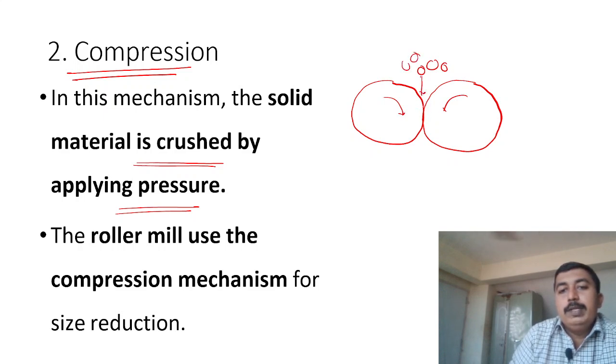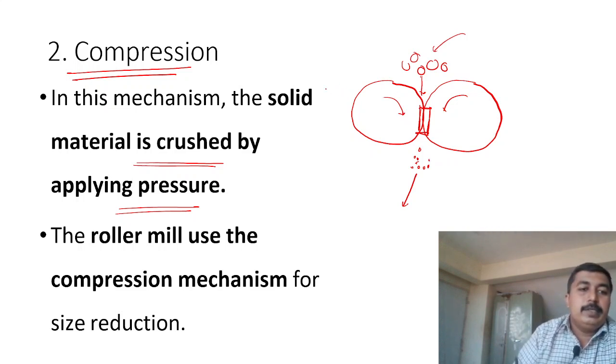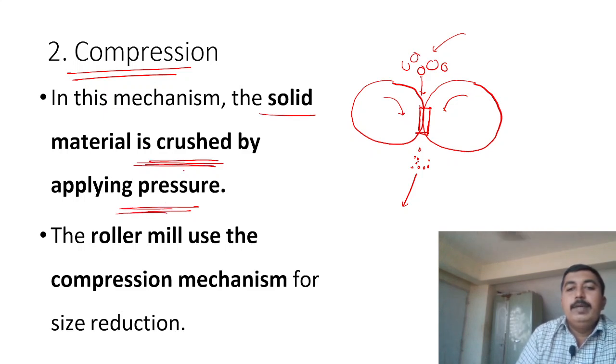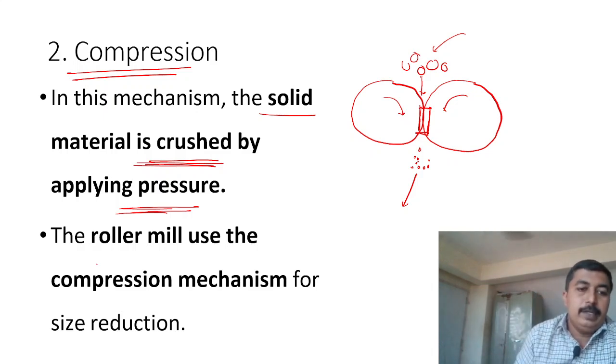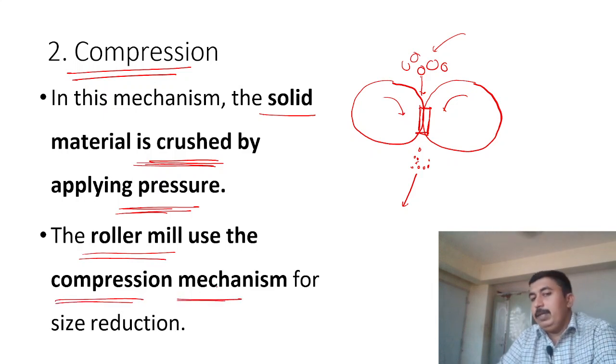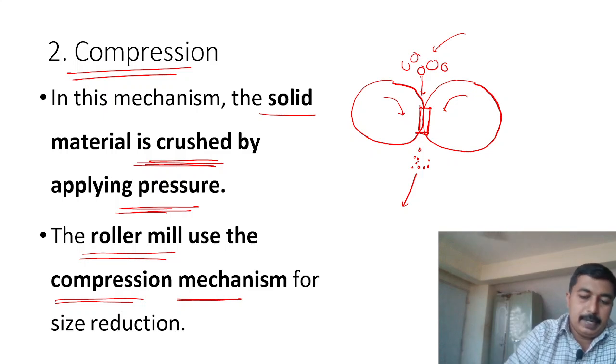So what will happen? These two rollers apply a compressional pressure here and result in a breakdown of the material like this. So here you will get the product, and from here you have to load the material. So in compression, a solid material is crushed or compressed by applying pressure with the help of heavyweight rollers. So the roller mill utilizes the compression mechanism. Now the construction and working of the roller mill we'll see in the next lecture. It consists of two heavy duty rollers, and the material is compressed between the two heavy duty rollers, resulting in a breakdown of the material.